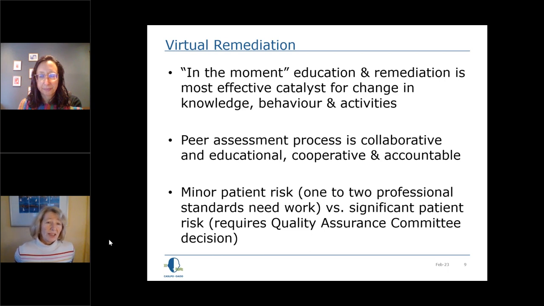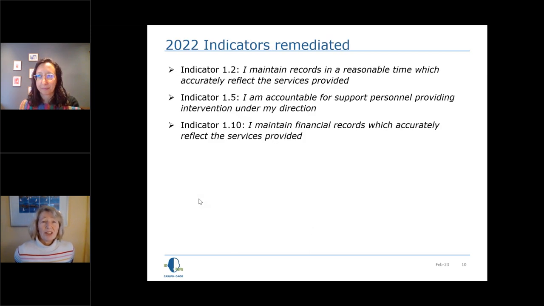We can give you some idea of some of the indicators from last year, which were areas that needed work for some registrants. I think we had 8 people who did need some remediation. So these give you some idea of which ones they were. Indicator 1.2, I maintain records in a reasonable time. It could be that the records were missing what needs to be put in there according to the records regulation. They weren't organized, or they were missing data.